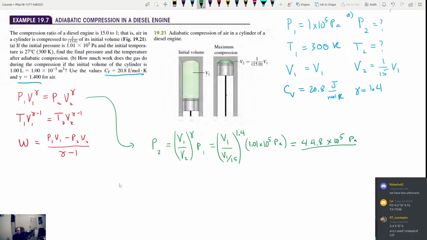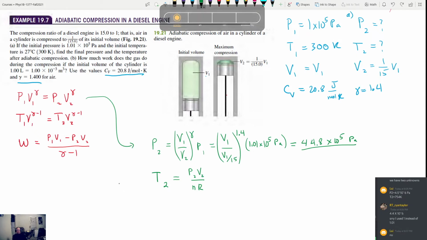Okay, so next we want to find the temperature T2. Probably the easiest way to do this now is to just use the ideal gas law. Oh wait, we don't know how many moles there are. We can't do that, right? We could figure out the number of moles if we wanted to, but that would require a whole other calculation, so we might as well avoid doing that. And instead we can use this equation.